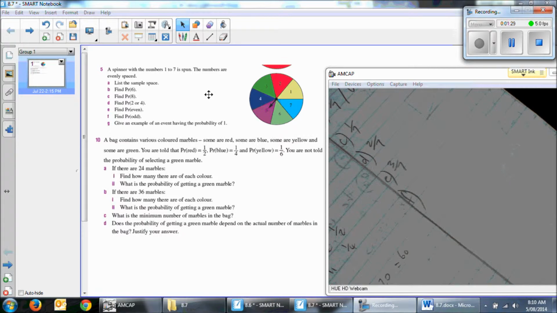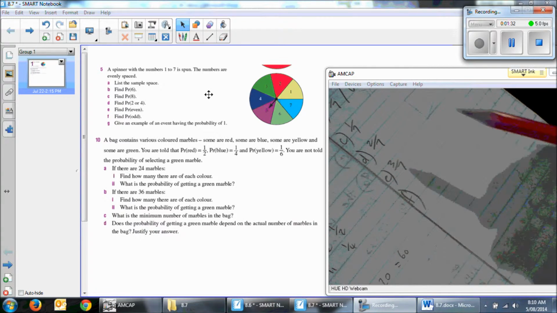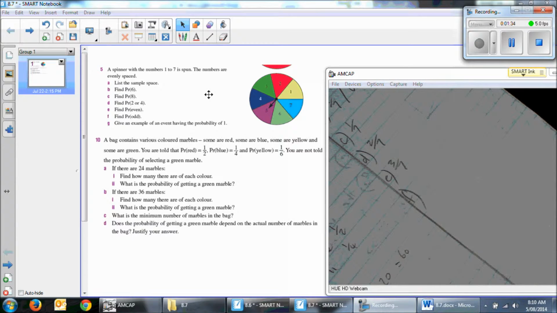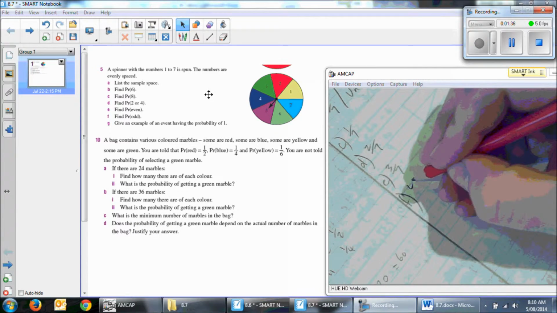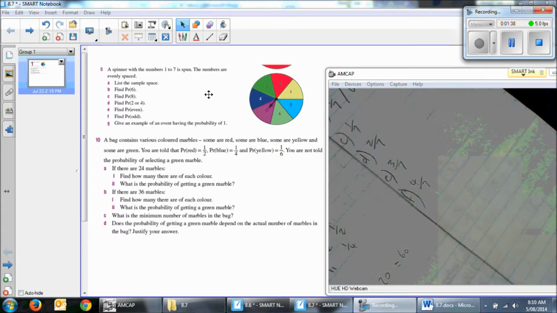For F, it says find the probability of an odd. Well, okay, if there's 3 out of 7 even numbers, there's got to be 4 out of 7 odd numbers. So finally, we have an event that is going to be likely.